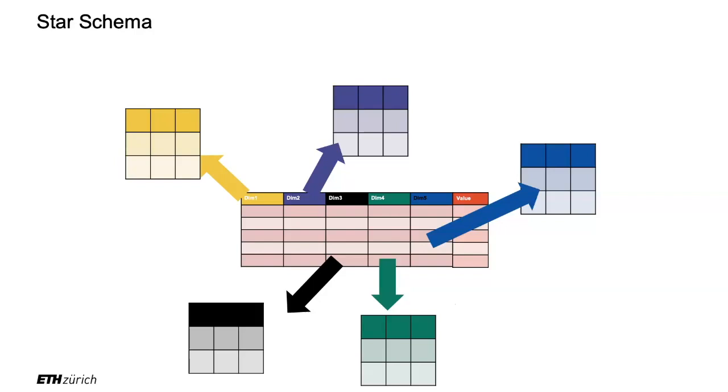Now, what's going to happen is that we have our facts table, but it is accompanied by a few more tables that we call satellite tables. Every dimension in there has a satellite table, right?